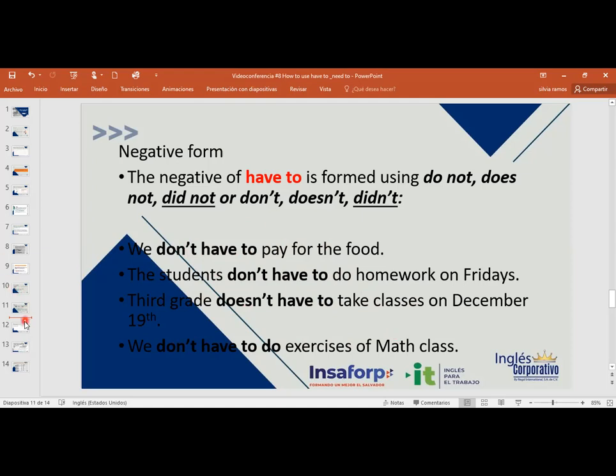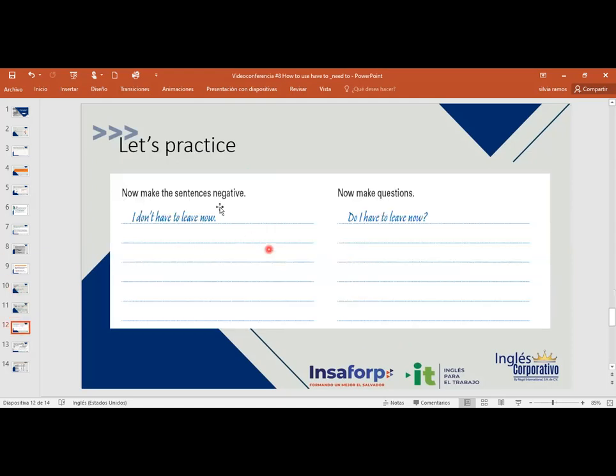Let's take a look at the exercise. Veamos el ejercicio. It says here, one negative. I don't have to leave now. That's a rule. I don't have to leave now. I'm gonna put here, for example, I don't have to teach English on September 15th. Right? I don't have to teach English on September 15th. That's my sentence. Negative, right?